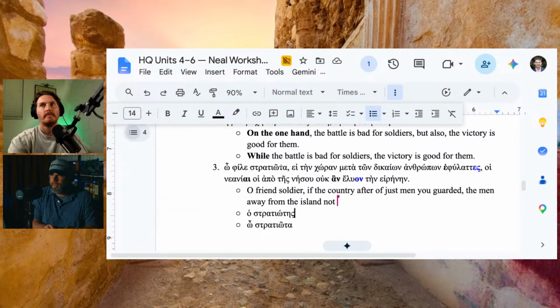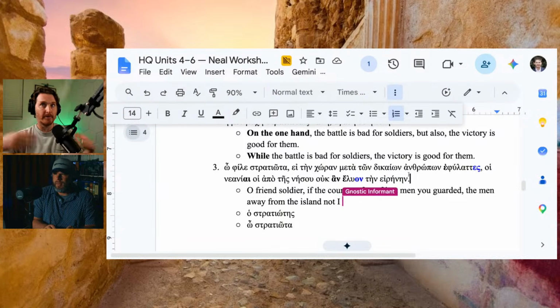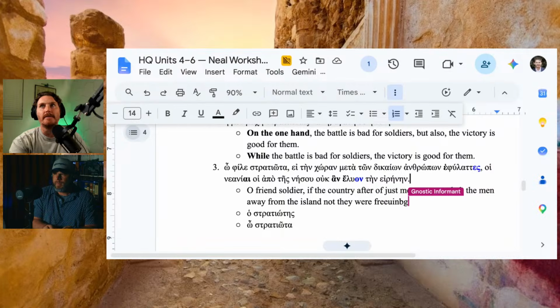Freed. Eluon would be it... would be they, or no, I'm sorry, it would be I freed. Well, the eluon could be I was loosening or dissolving or freeing, or it could be they were loosening or dissolving or freeing. We're talking about the men here, so it's they. Yeah, this is going to be releasing, right? Yeah.